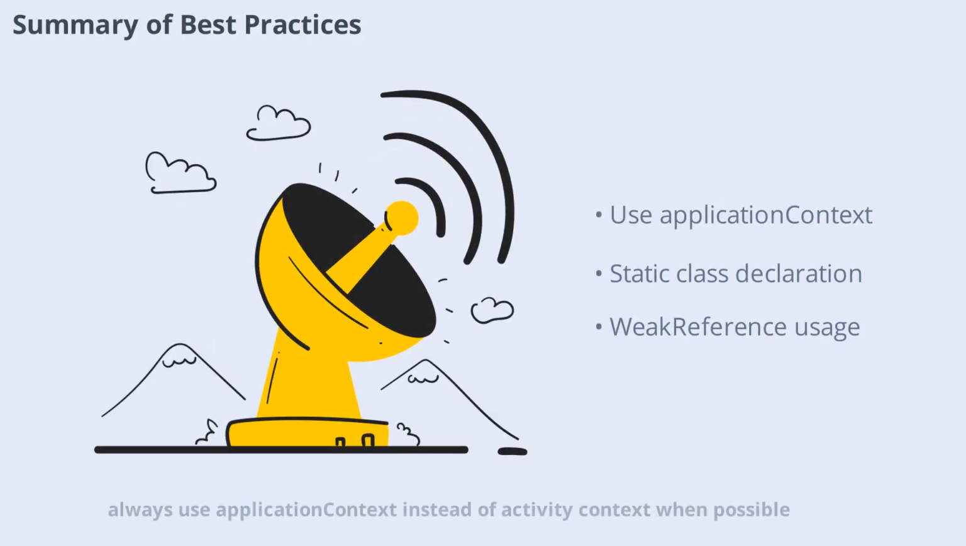Summarize: always use application context instead of activity context when possible. Never use static variables for views or activity context. Declare classes as static when referencing them inside activities. Unregister broadcast receivers, timers, and cancel async tasks or threads inside onDestroy. Use weak reference for activities or views when needed. Following these practices will help you avoid memory leaks and build stable Android apps.